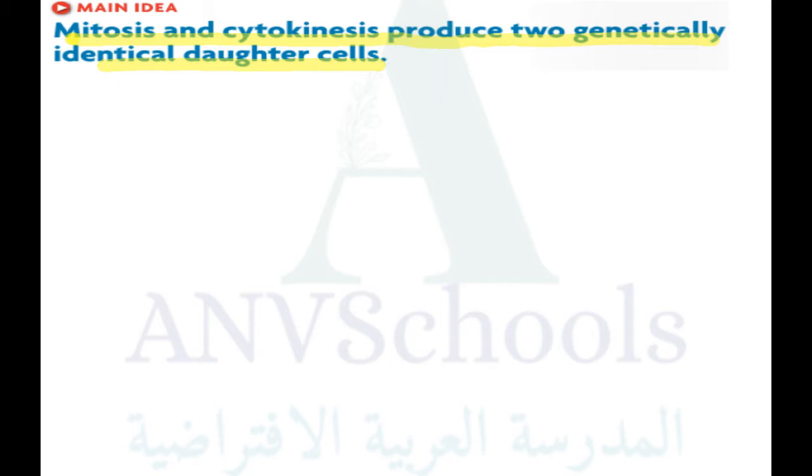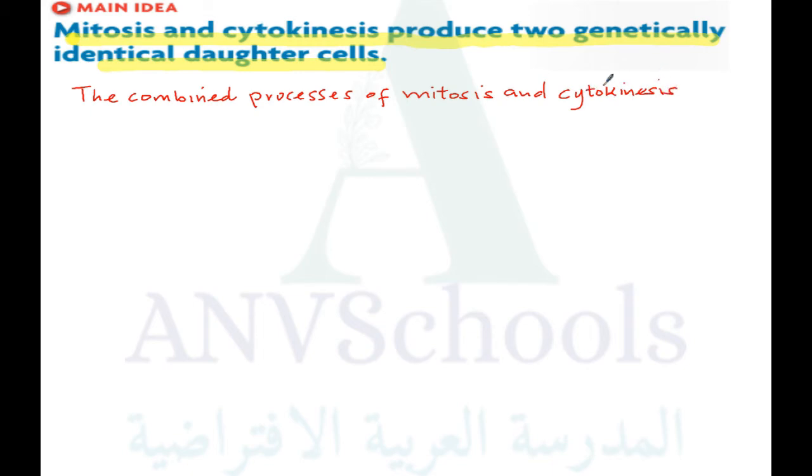So the combined process of mitosis and cytokinesis produces two genetically identical daughter cells.